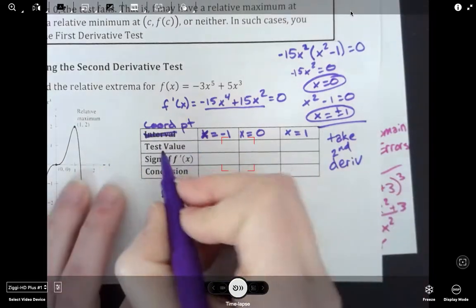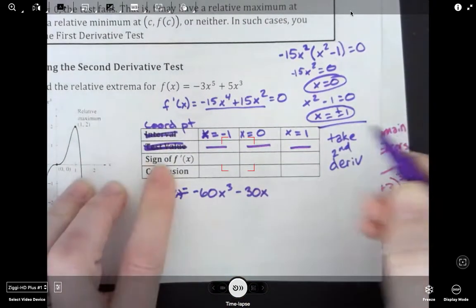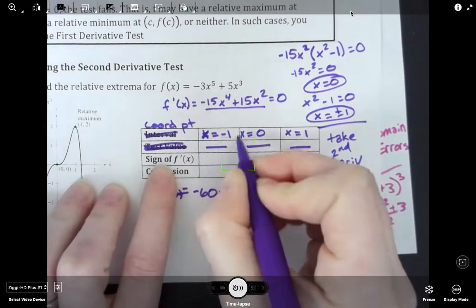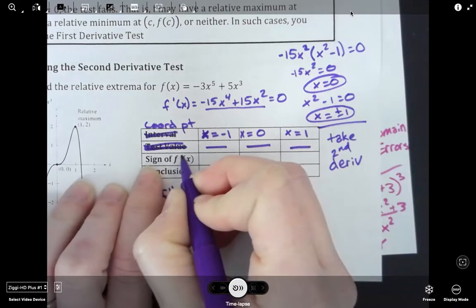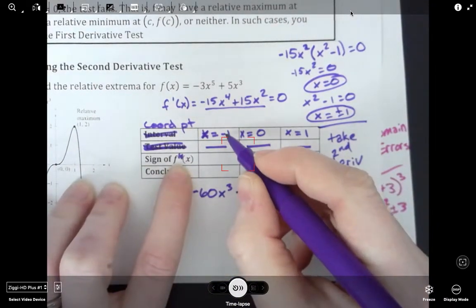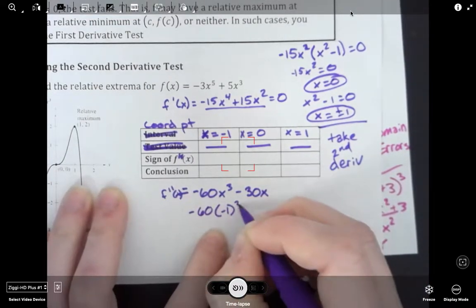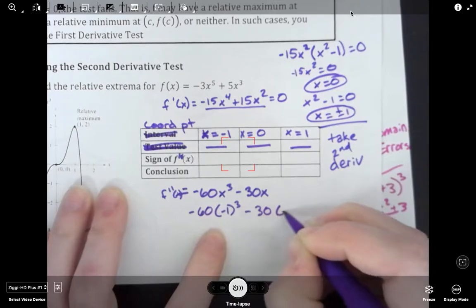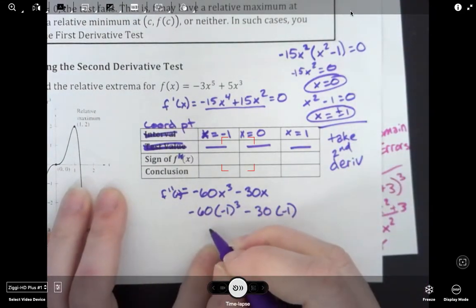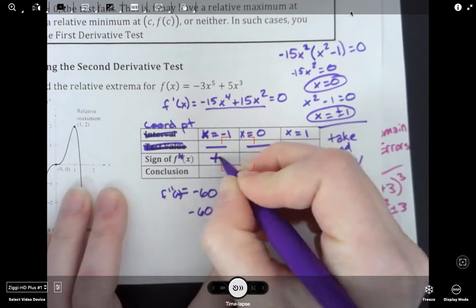Okay, now, you're not going to have a test value anymore, so we're going to completely skip this step right here, but you're going to go ahead and plug these numbers, the critical numbers from your first derivative, into your second derivative. Okay, so negative 1, I'm going to plug it in here: negative 60 times negative 1 to the 3rd minus 30 times negative 1. Okay, this is going to give me positive 60 plus 30, which is going to be a positive number.